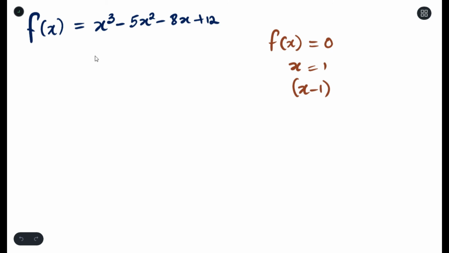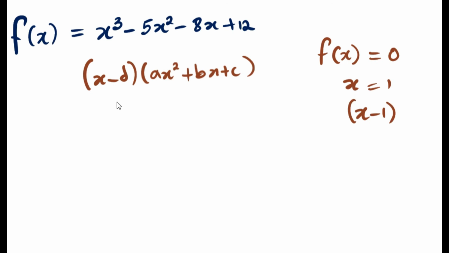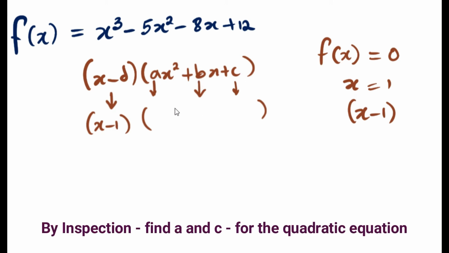Whenever you factorize a cubic polynomial, you always get a linear polynomial and a quadratic polynomial. The linear part we just found out to be x minus 1. But the quadratic polynomial, we do not know yet. So we still need to figure out what your A, what your B, what your C would be. By inspection, we can find out what our A is and what our C is.